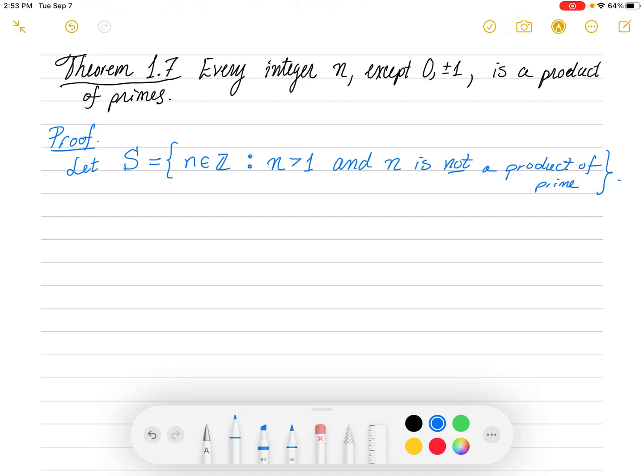In reality, we know there is no such set. There is not such a set where a number is not a product of primes. Let's just pretend there is for the sake of argument. So we have this set, all its integers are bigger than 1, and all its integers are not a product of primes. We're going to show this set is actually empty.